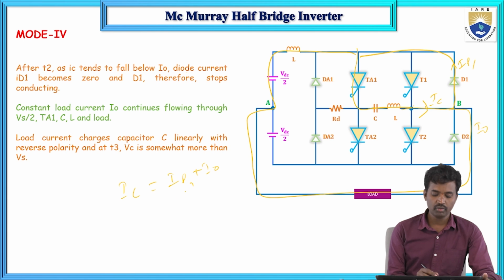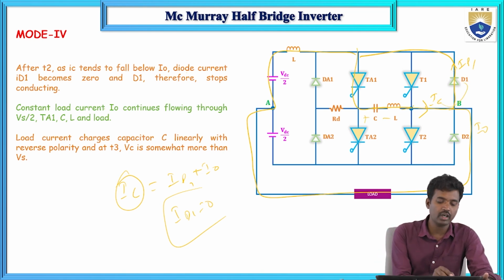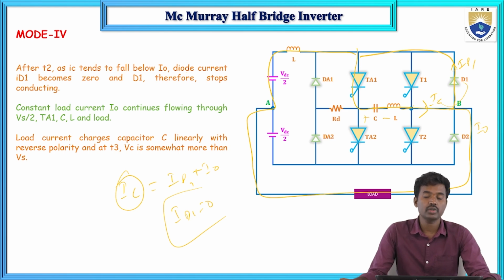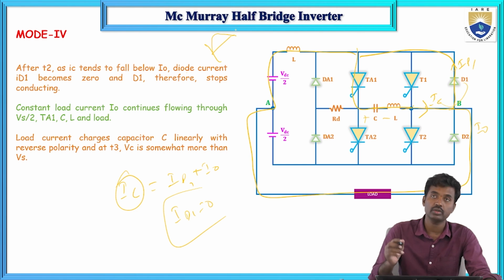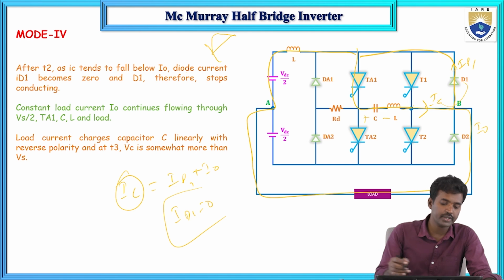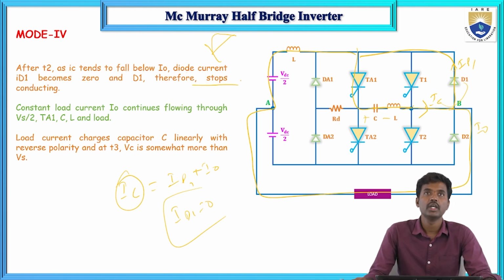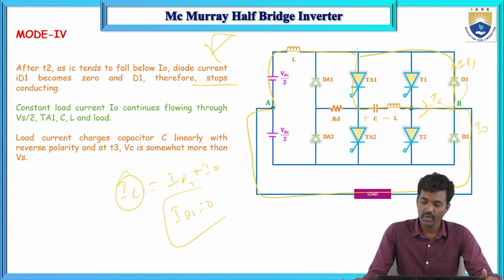When the IC current falls to I0, the ID1 current is 0, and the polarity is reversed, which means it will be turned off at constant current. The IC current, earlier at its maximum value, decreases to I0. So the ID1 current is 0 and the D1 diode stops conducting. Now it is in reverse bias, and the constant load current I0 continues flowing through Vs by 2.